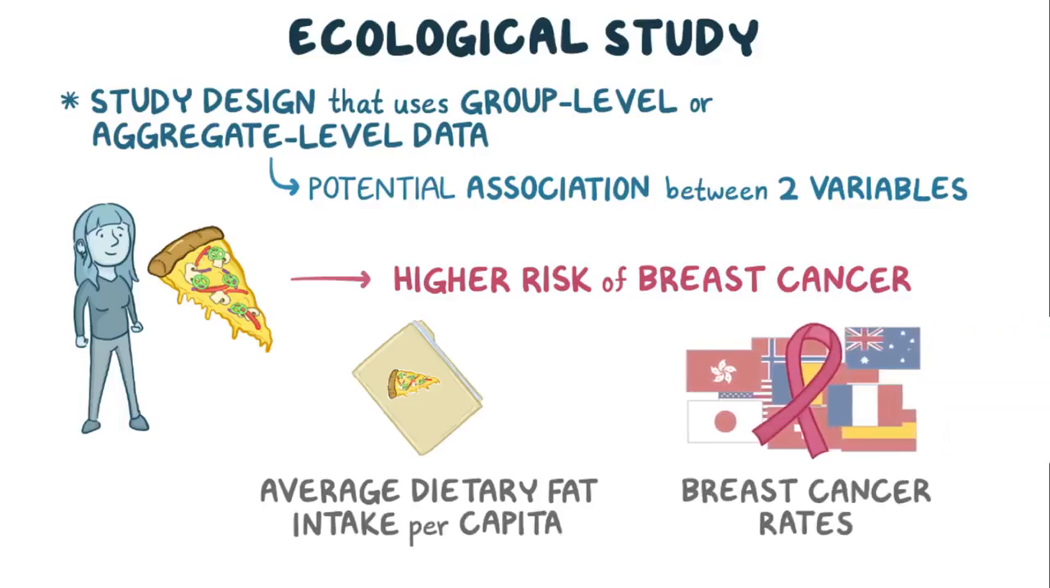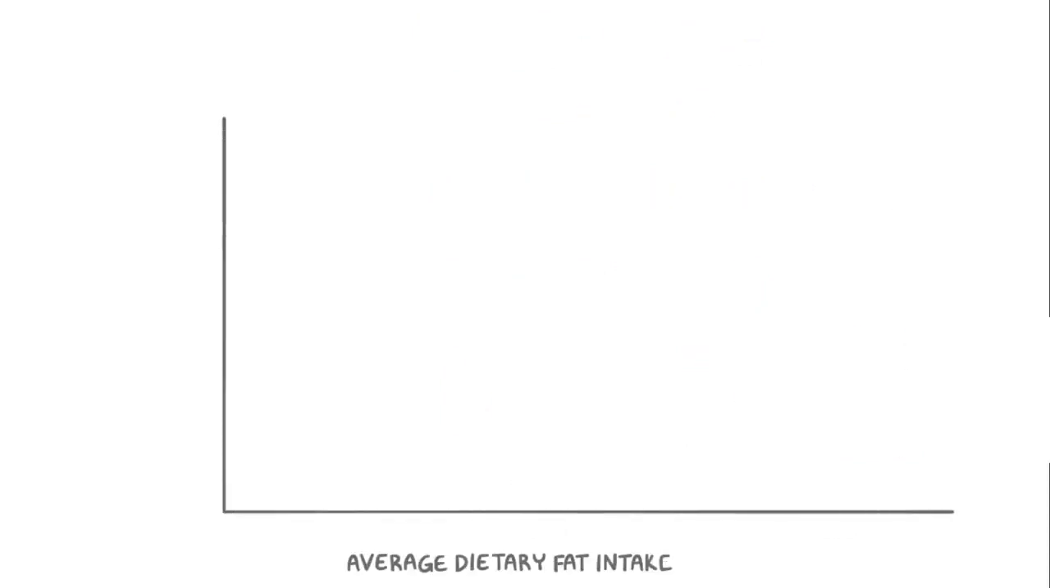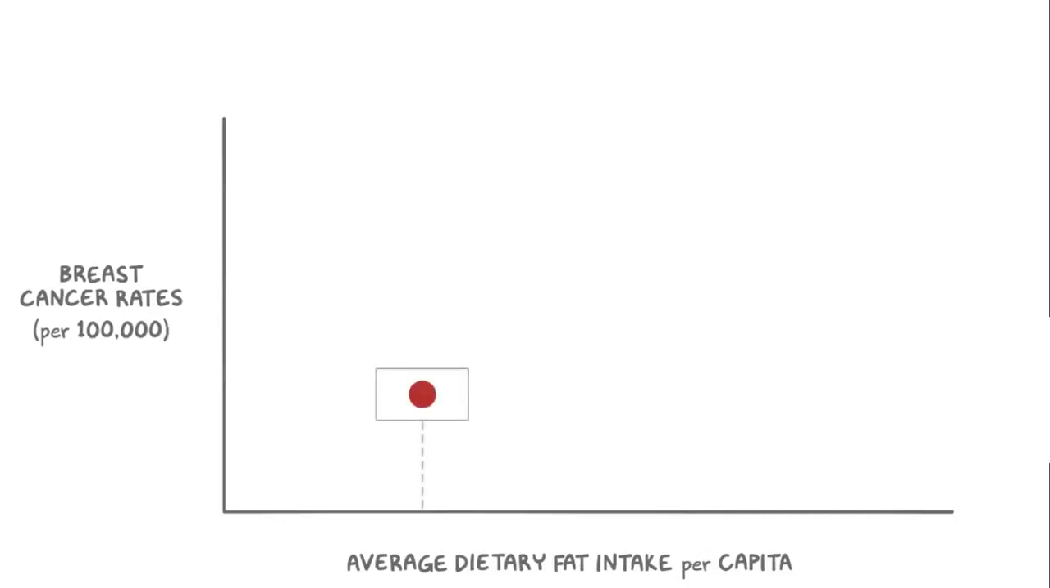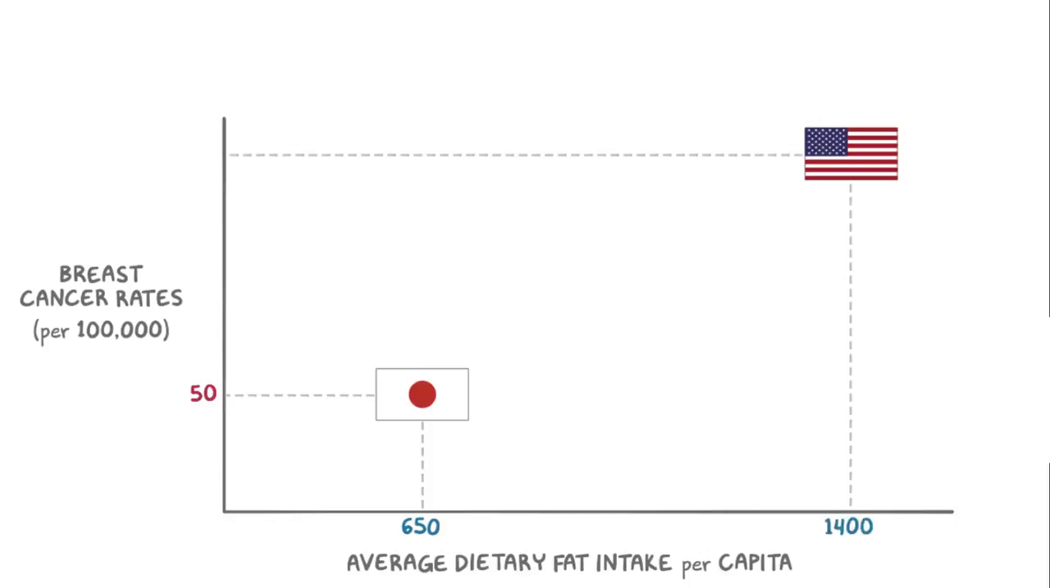in 10 different countries. You could plot this information on a graph with dietary fat intake on the x-axis and yearly incidence of breast cancer, which is the number of new cases of breast cancer in a year per 100,000 women, on the y-axis. In Japan, the dietary fat intake per capita is around 650 calories, and the incidence of breast cancer is 50 cases per 100,000 women. On the flip side, in the United States, the dietary fat intake per capita is around 1,400 calories, and the incidence of breast cancer is 235 cases per 100,000 women.